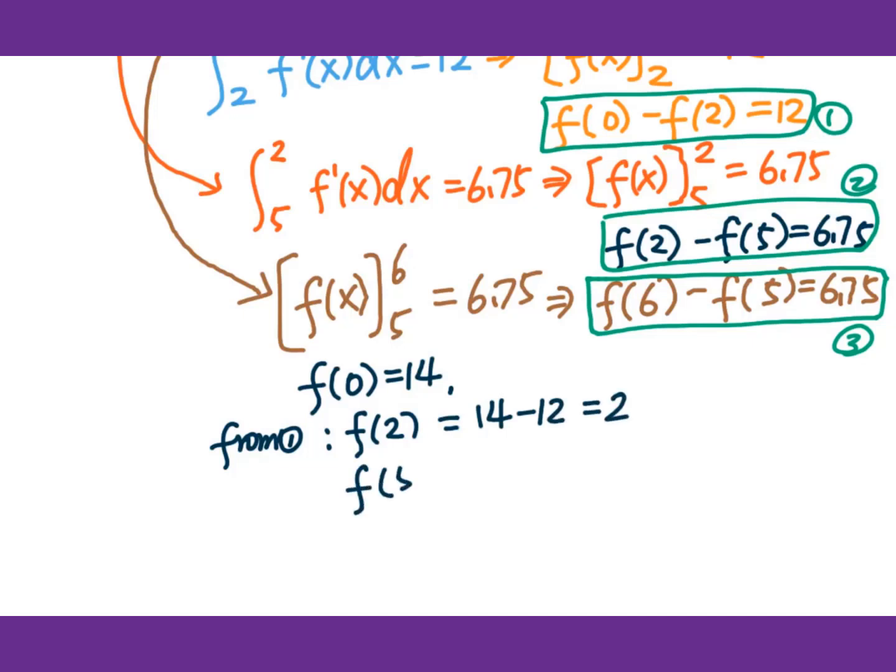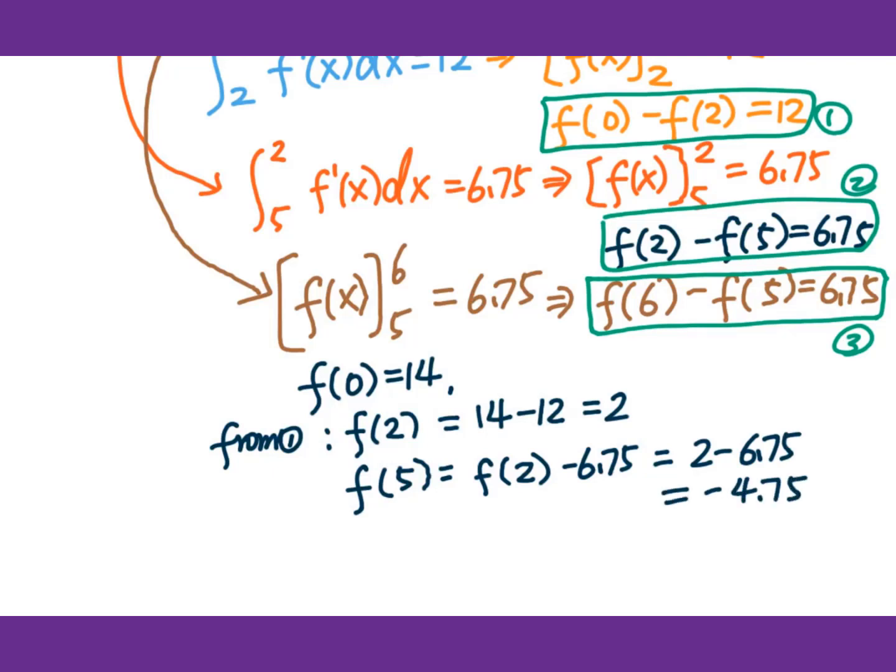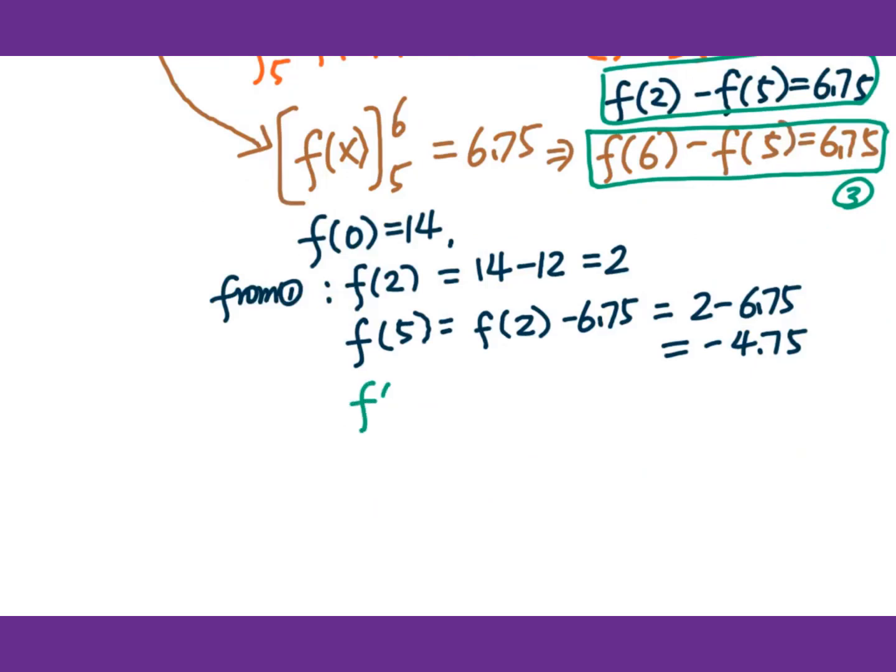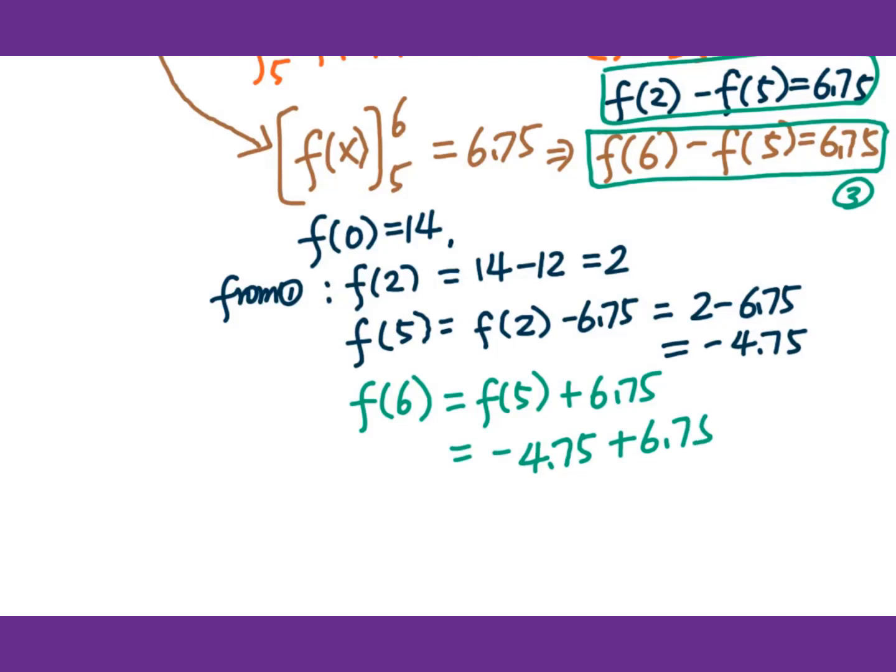Then f of 5 equals f of 2 minus 6.75, which means 2 minus 6.75 equals negative 4.75. Then f of 6 equals f of 5 plus 6.75, which means negative 4.75 plus 6.75, which means 2.